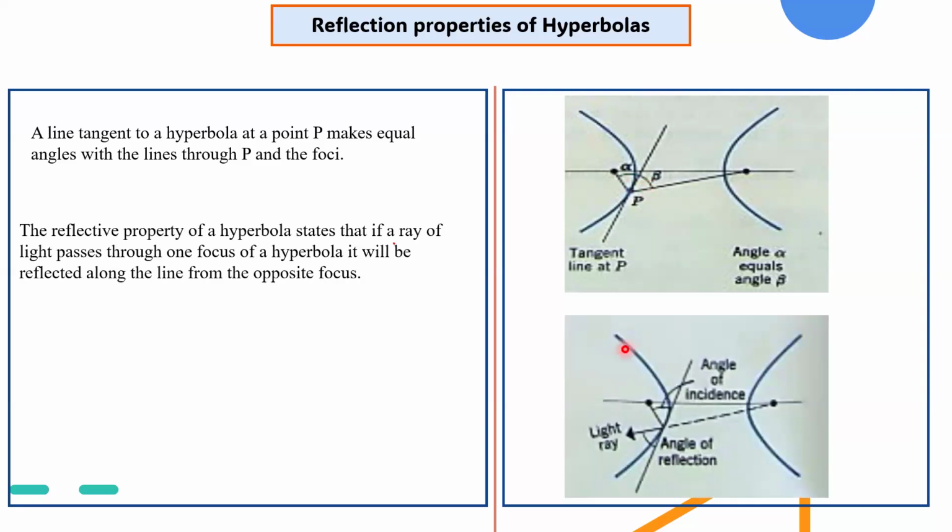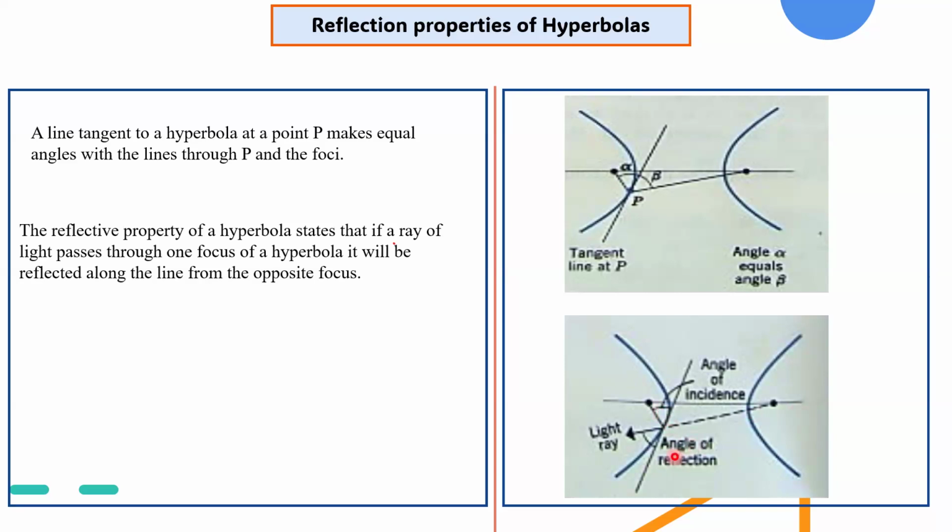Next one, please. The reflective property of a hyperbola states that if a ray of light passes through one focus of the hyperbola, it will be reflected along the line from the opposite focus. Now on the next diagram at the bottom, we have a light ray originating from focus 1 and it's hitting the point P on the hyperbola. The reflected ray would travel directly from the other focus because of the symmetrical way the hyperbola splits the distance.